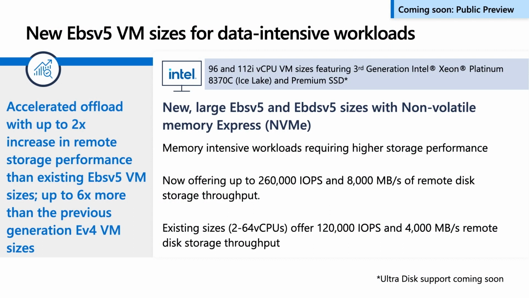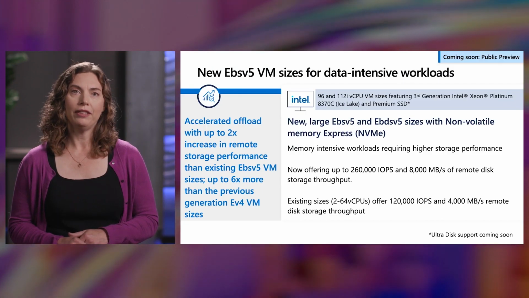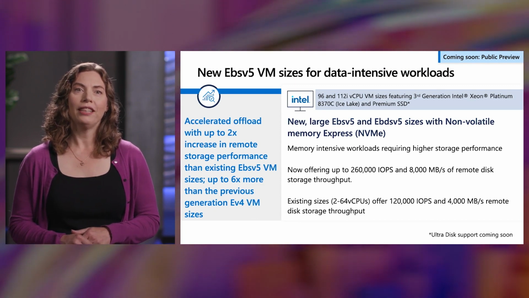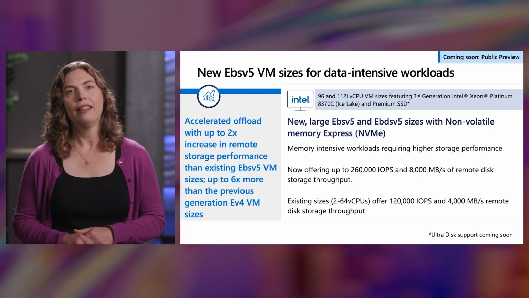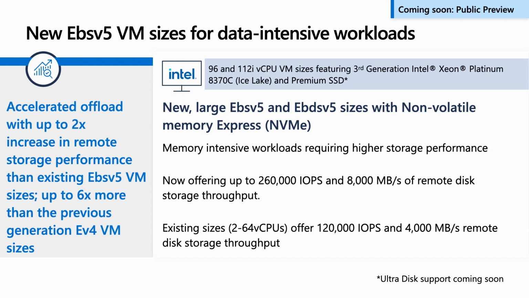Earlier this year, we announced the general availability of EBS v5 VMs with high IOPS and remote disk throughput in more than 13 regions. I'm excited to announce today that we have 2 new EBS v5 sizes with NVMe soon to be in public preview. We will have a 96 vCPU size and an isolated size with 112 vCPUs, both with accelerated offload, resulting in up to a 2x increase in remote storage performance than our previously announced EBS v5 sizes. These larger sizes will have up to 260,000 IOPS and 8,000 megabytes per second of remote storage throughput. We will offer these sizes with or without local SSD. Stay tuned for the announcement when we are taking signups for public preview. You'll find the sign-up link on our Azure Updates webpage.